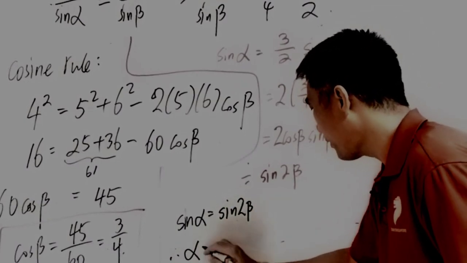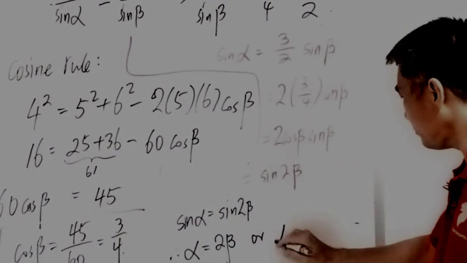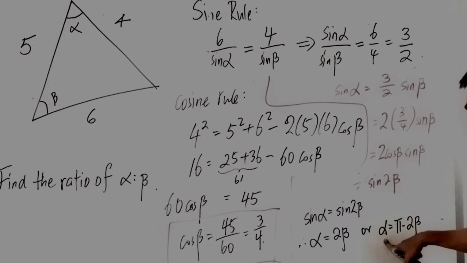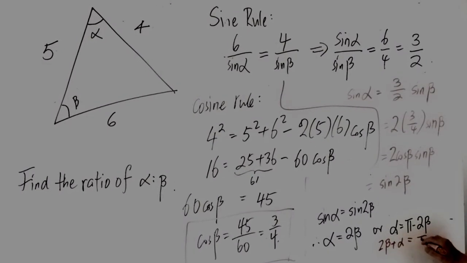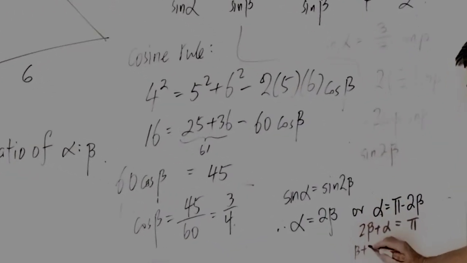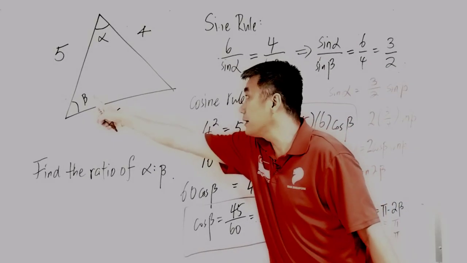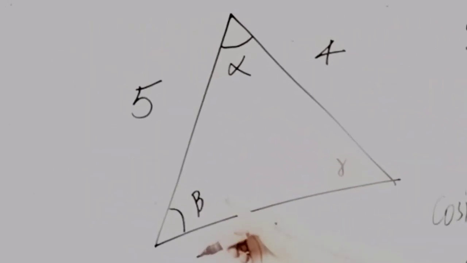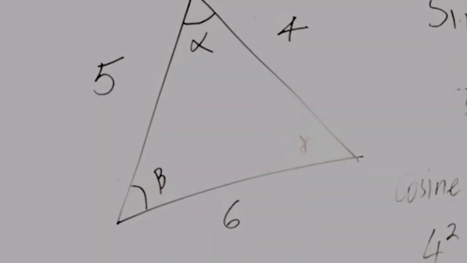This means that alpha equals 2 beta, or alpha equals pi minus 2 beta. This means that 2 beta plus alpha equals pi. But 2 beta is beta plus beta. But beta is the smallest angle here. Let's say this is gamma. Beta plus gamma plus alpha will equal 180 degrees, which is pi radians.